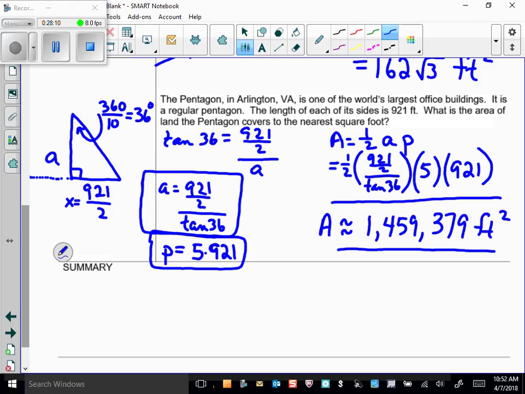If you need me to show you how to do any of these, give you any help, let me know. Help you with your calculator, let me know. But that's all we got on the area of regular polygons.